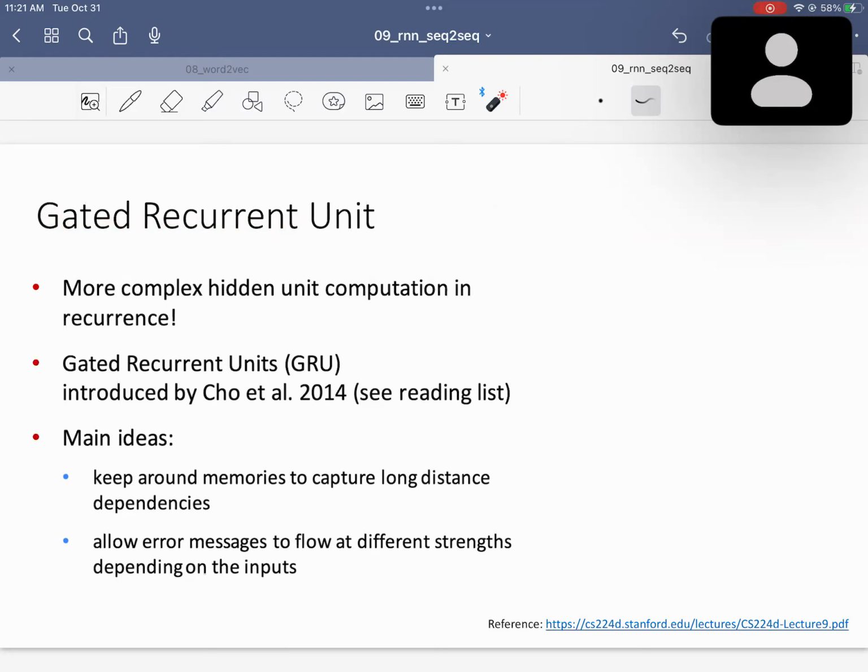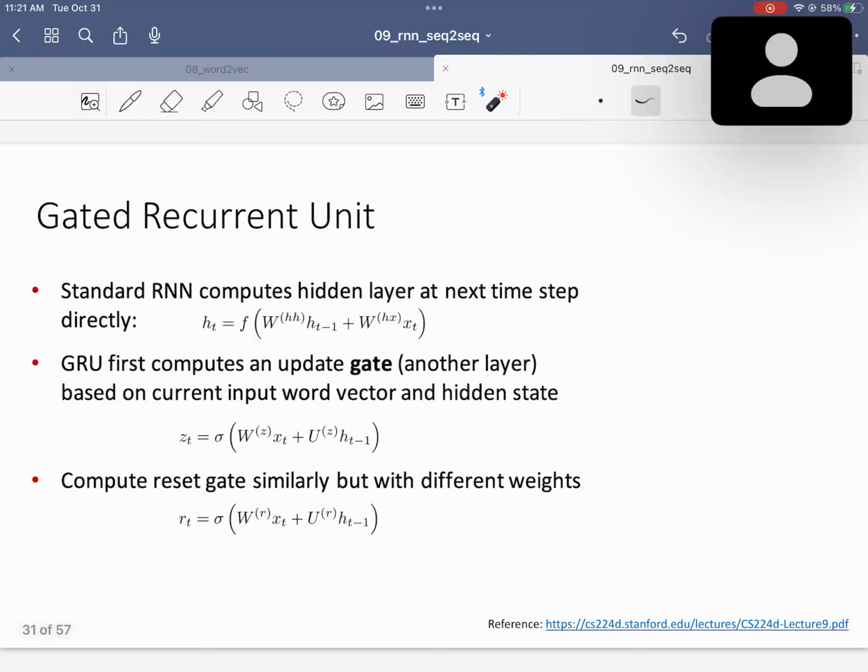The main idea is that you want to keep around memories to capture long distance dependencies and allow error messages to flow at different strengths. So there's a gating mechanism, where the gate decides which information goes to the future and which should be forgotten. A standard RNN looks like this. Instead of W and U, we use W_hh, the linear transformation for the previous hidden layer, and W_hx, the linear transformation for the current input.